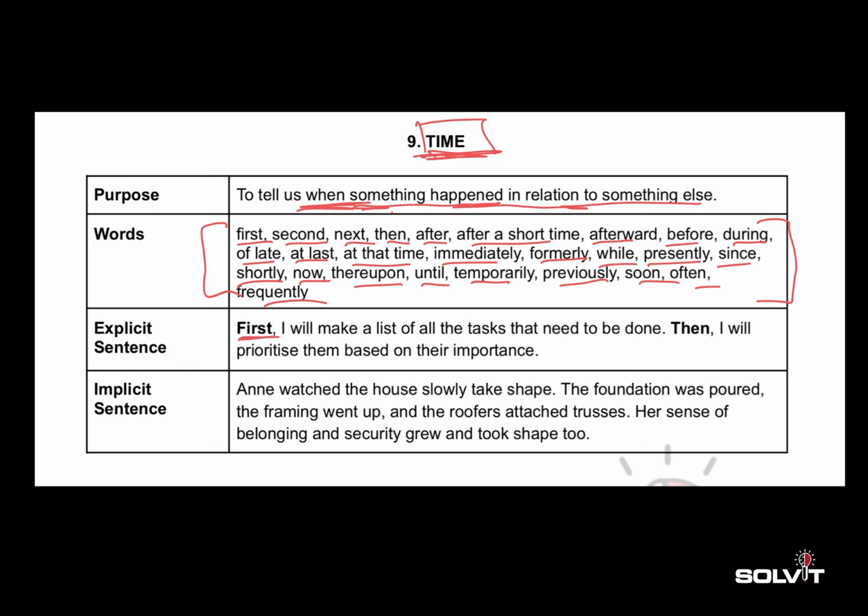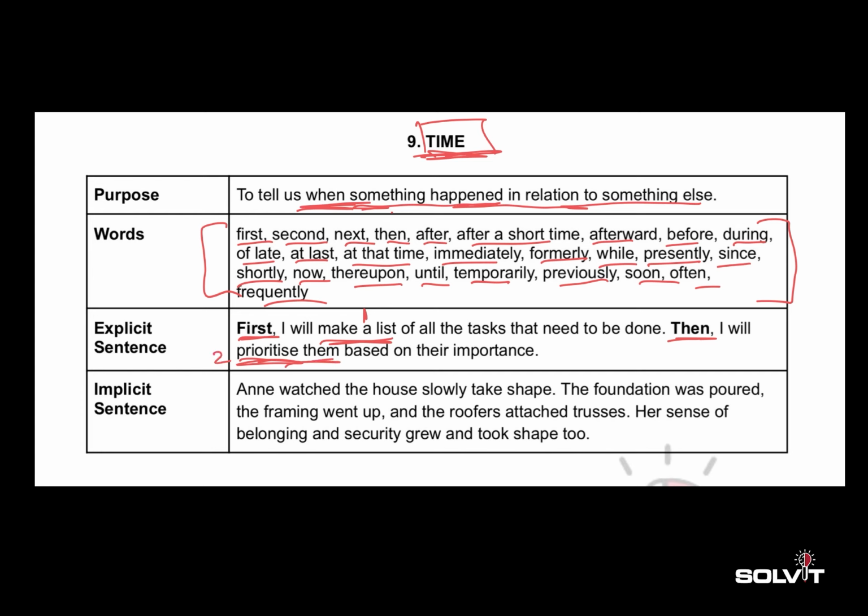First, I will make a list of all the tasks that need to be done. Then I will prioritize them based on their importance. So what is this sentence? What are these two sentences doing? They're telling you the time of two events happening in relation to each other, right? So there are two events. The first event is making a list, number one. Prioritize them is number two.